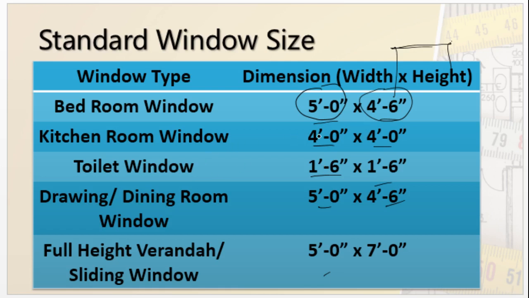So in the kitchen you see a 4 feet window, and for the toilet a 1.5 feet square window opening. In the drawing and dining room we use these large or bedroom type windows, and for a full height veranda or sliding window we also use this dimension. A sliding window can sometimes be called a sliding glass door as well.